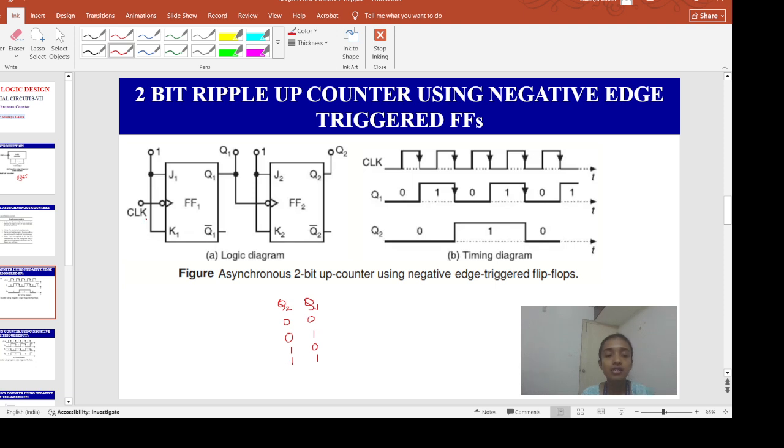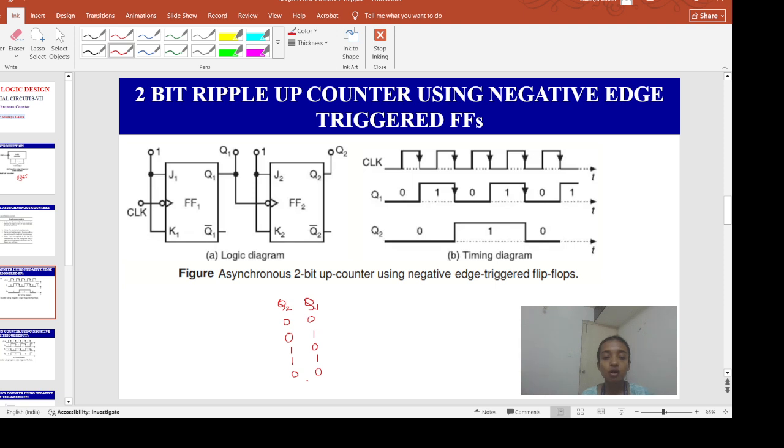Okay, then at the negative going edge of the fourth clock pulse, this flip-flop will again toggle and Q1 will go from 1 to 0. When we get 0 over here, the second flip-flop is getting the negative going pulse. So now this flip-flop will toggle and change state. Q2 will go from 1 to 0. So now Q2 and Q1 are both 0. 00 is the state of the counter after the fourth clock pulse.